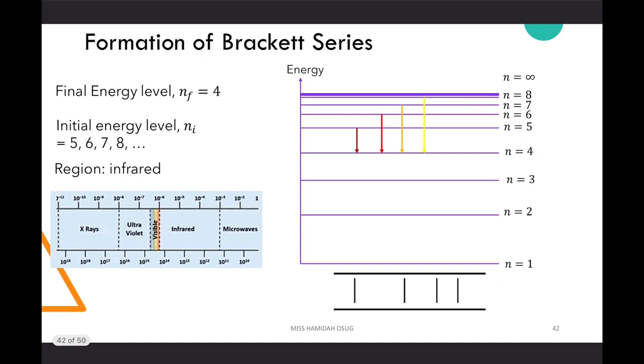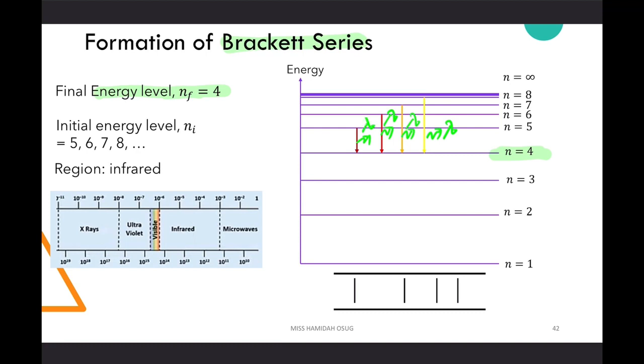Next, untuk bracket series pula. So untuk bracket series, final energy level adalah n equals to 4, and the initial energy level will be 5, 6, 7, 8 dan seterusnya. Seperti line series yang sebelum ini juga, every drop of electron from this bracket series will emit a light in the form of photon, in which this photon will have a specific wavelength that can be observed in the line spectrum.